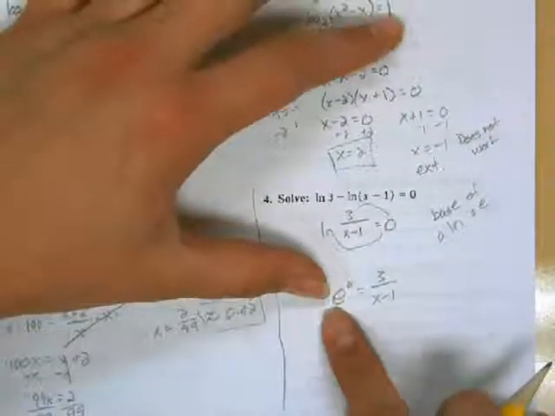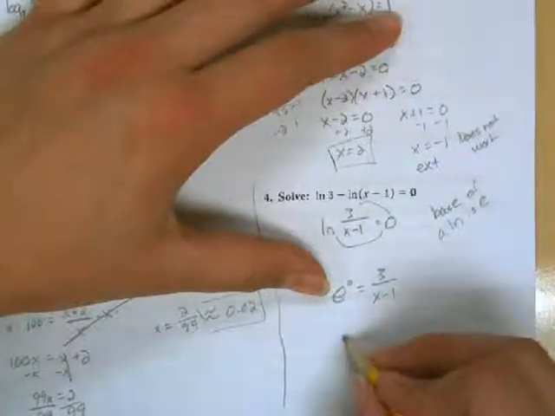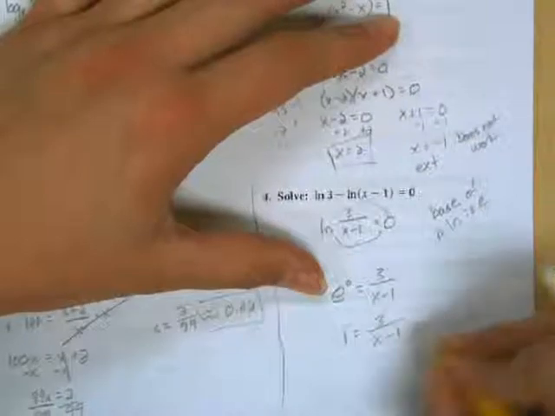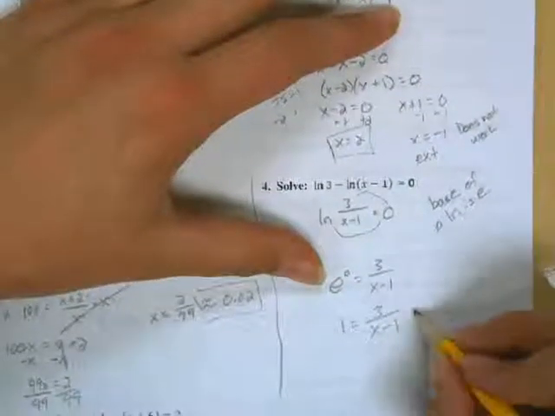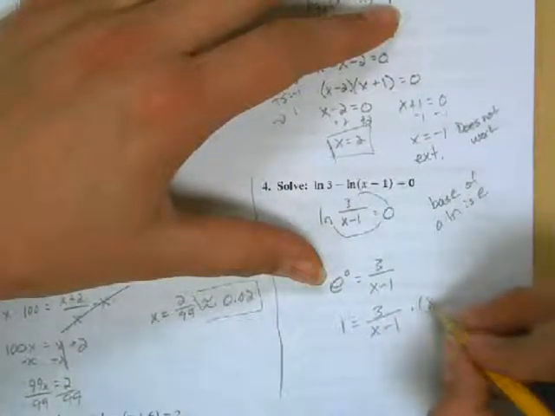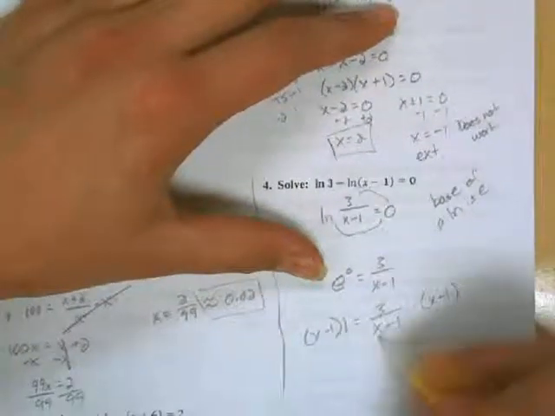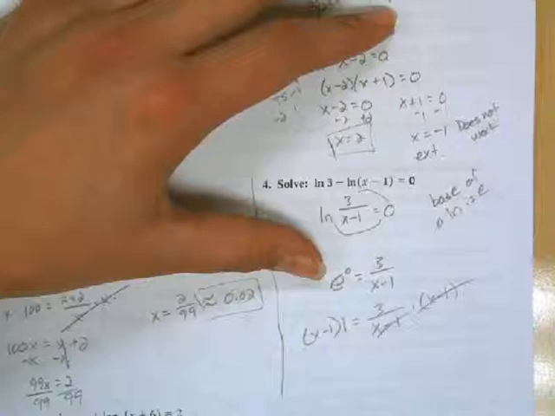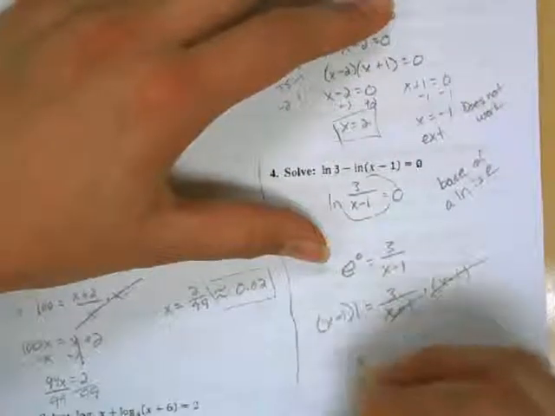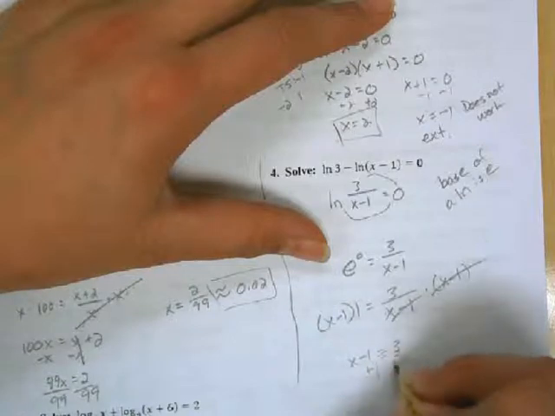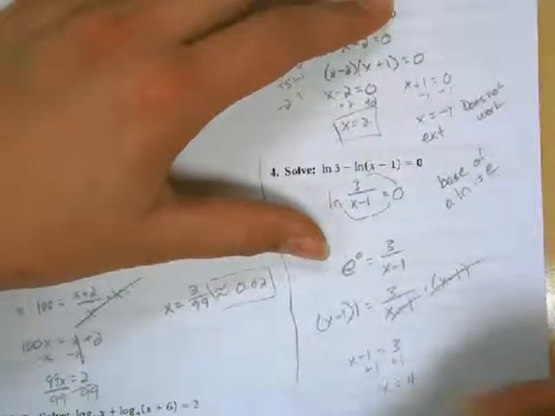Well, what's e to the 0? What's everything to the 0? Just 1. So we get 1 equals 3 over x minus 1. Again, if I want to get rid of the x minus 1 on the bottom, because I can't solve with it down there, we've got to move it to the top. Those cancel. So 1 times x minus 1 is just x minus 1. Add your 1 over, x is equal to 4.